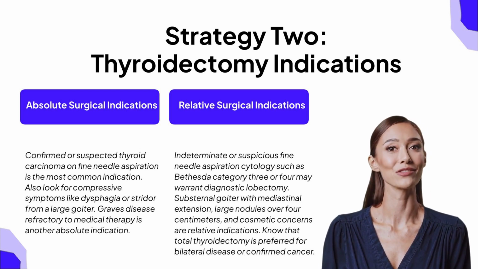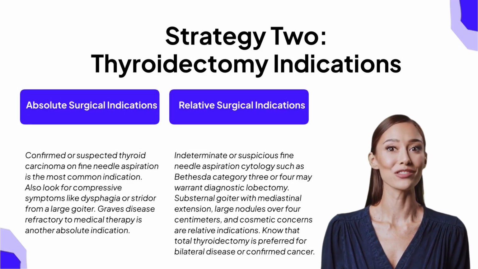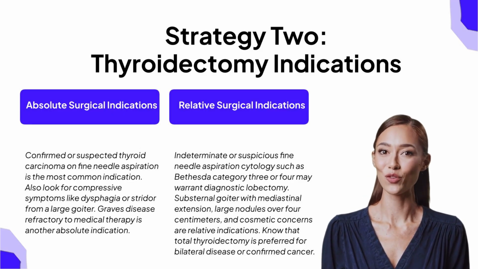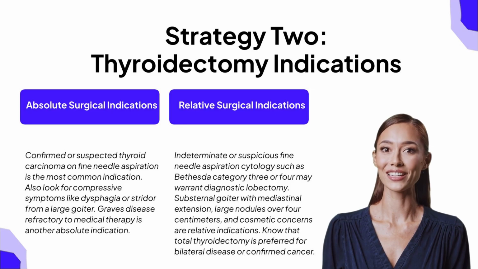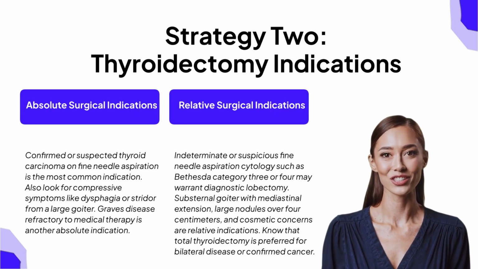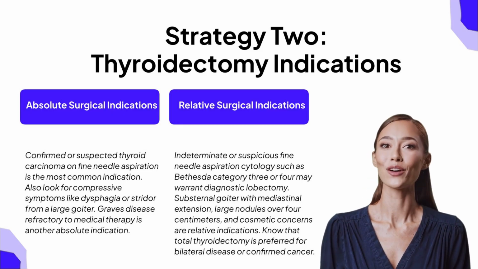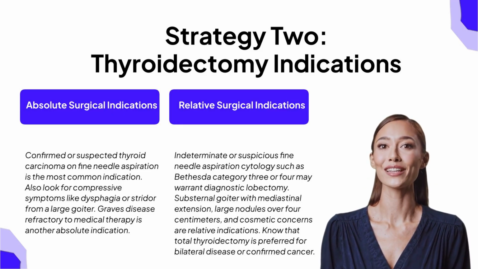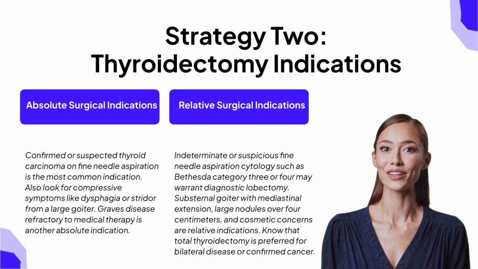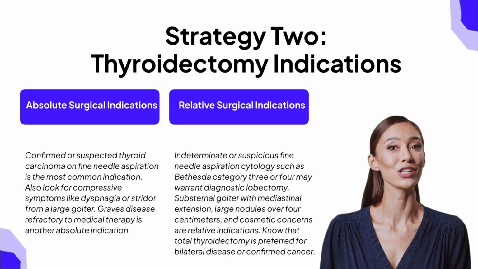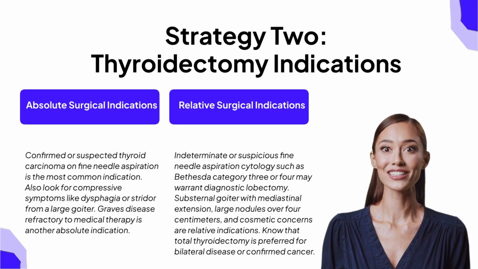If a fine needle aspiration comes back as indeterminate, meaning Bethesda category 3 or 4, a diagnostic lobectomy may be needed. Large nodules over 4 centimeters, substernal goiter extending into the chest, and cosmetic concerns are also relative indications. Know that total thyroidectomy is preferred when cancer is confirmed or disease is bilateral.